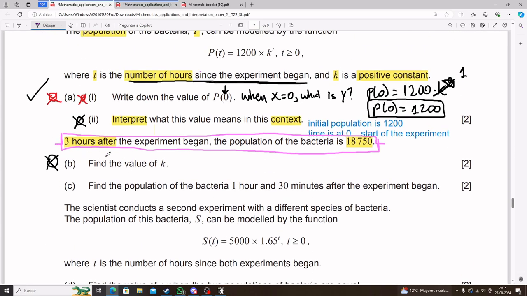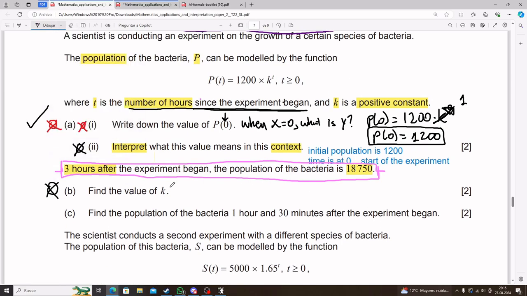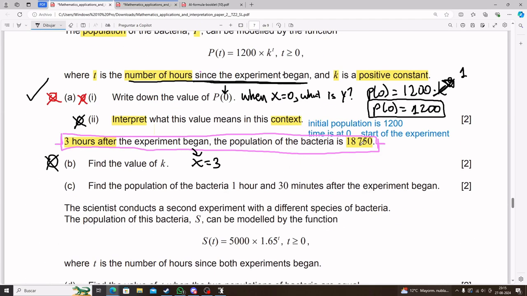So if here we're talking about 3 hours after, then boom, immediately you say, this is telling me I have an x of 3. As simple as that. And y is population, and here they tell me that we have a population of 18,750. So y is 18,750. Now, just to be very clear in this sense, that means I have the set of points that when x is 3, y is 18,750. That's what it's telling me. So this thing in pink is basically giving you these coordinates, this set of points right there. And through this, we need to find the value of K.